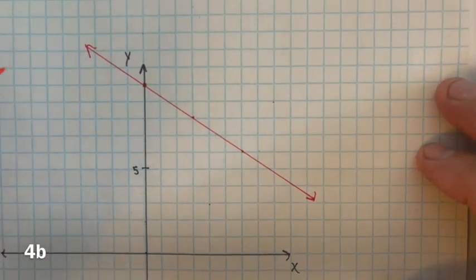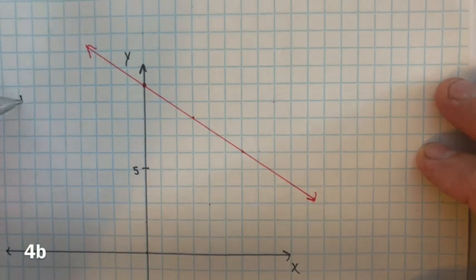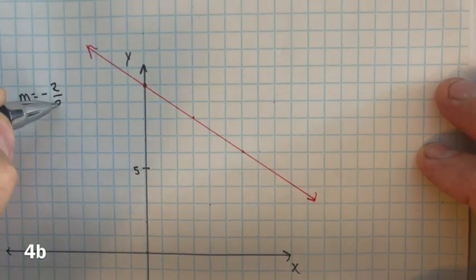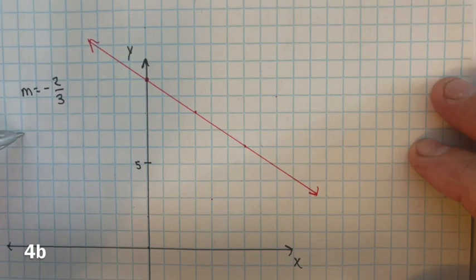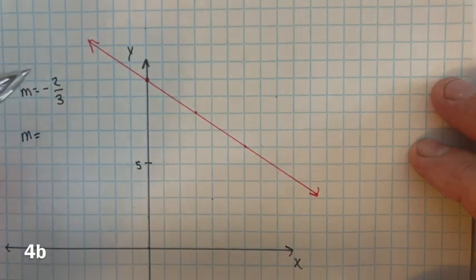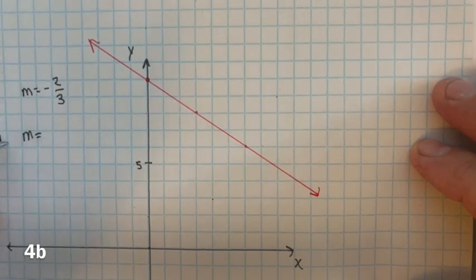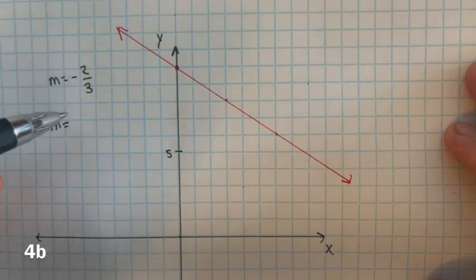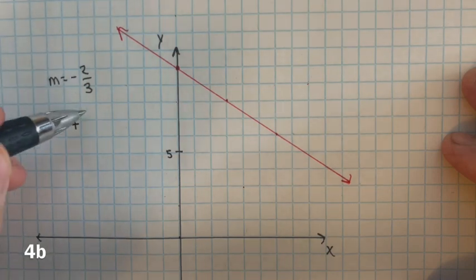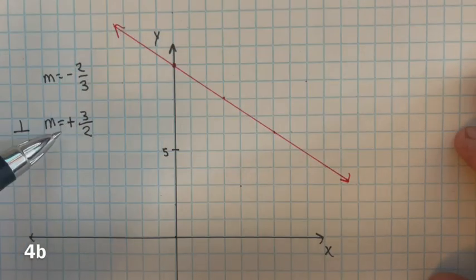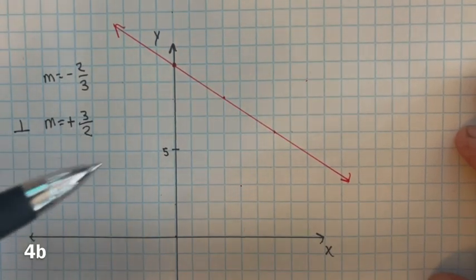Well, in order to do that, if you have a slope of m equals negative 2/3, a line that's perpendicular to that is going to be its negative reciprocal. So if the sign is negative, the line that's perpendicular to it is going to be positive. And then you take the reciprocal of 2/3. The reciprocal of 2/3 is 3/2. So we have a slope of positive 3/2. And what would that look like?